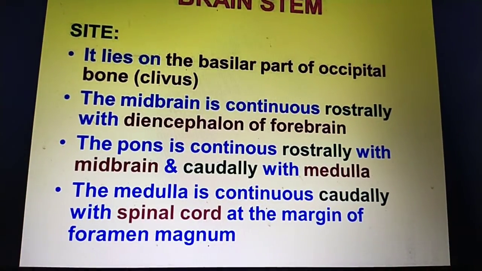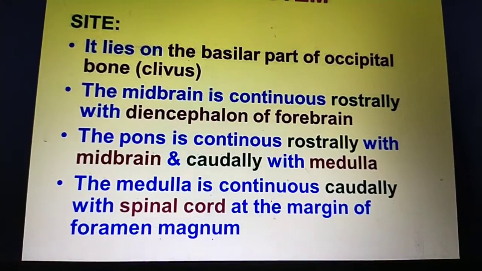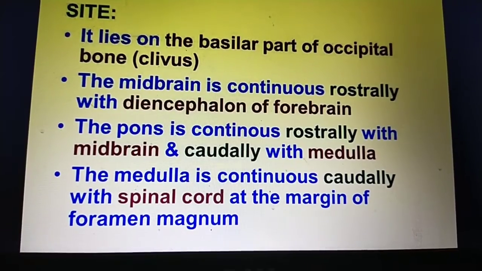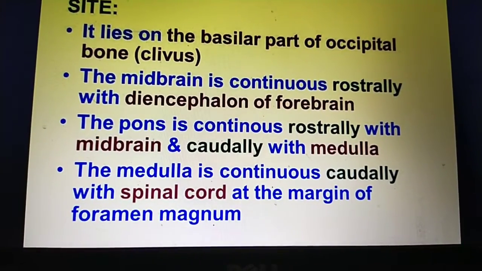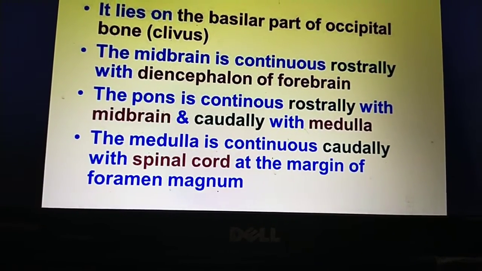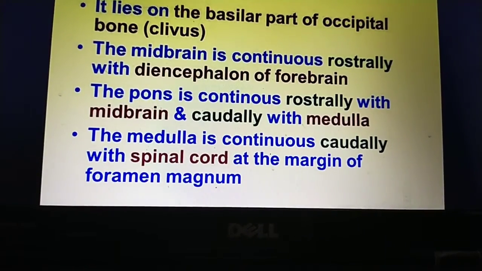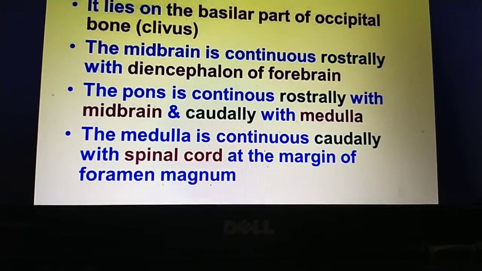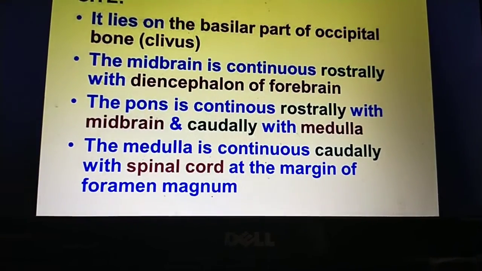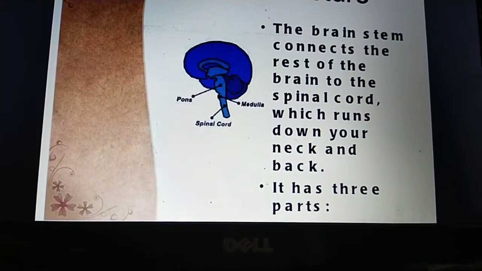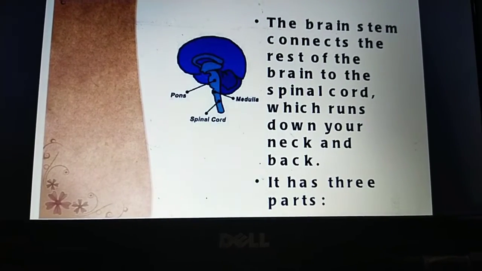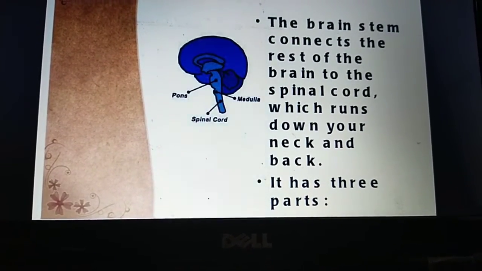Brainstem site: it lies on the basilar part of the occipital bone. The midbrain is continuous rostrally with the diencephalon of the forebrain, meaning the thalamus. The pons is continuous rostrally with the midbrain and caudally with the medulla oblongata. The medulla is continuous caudally with the spinal cord at the margin of the foramen magnum. The brainstem is made up of three main structures: midbrain, pons and medulla oblongata.